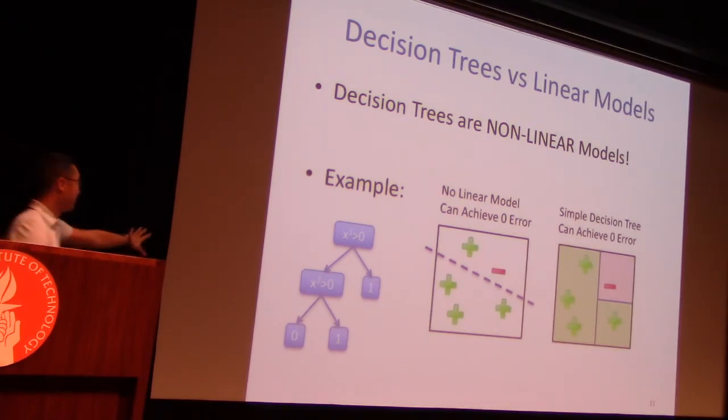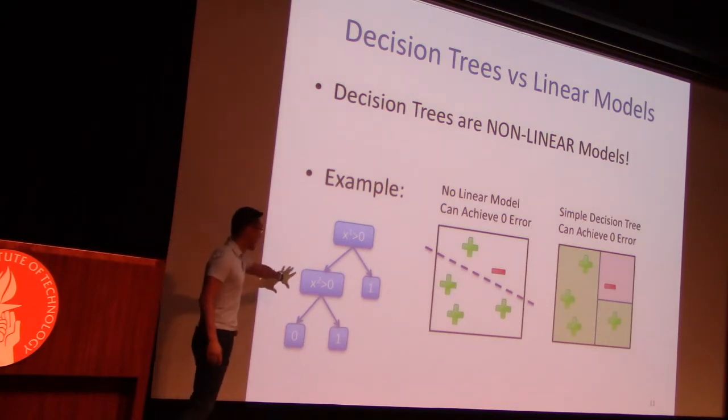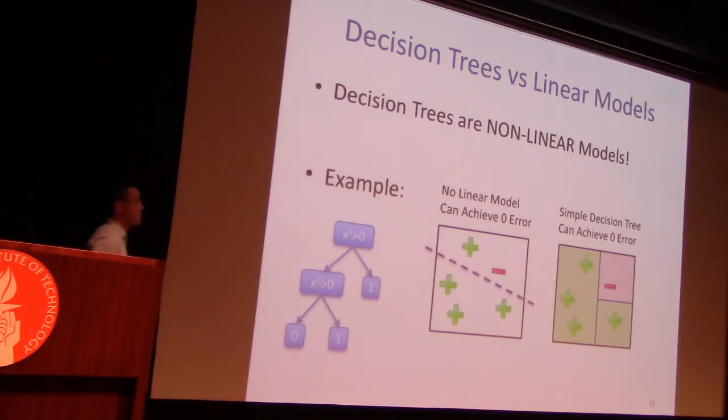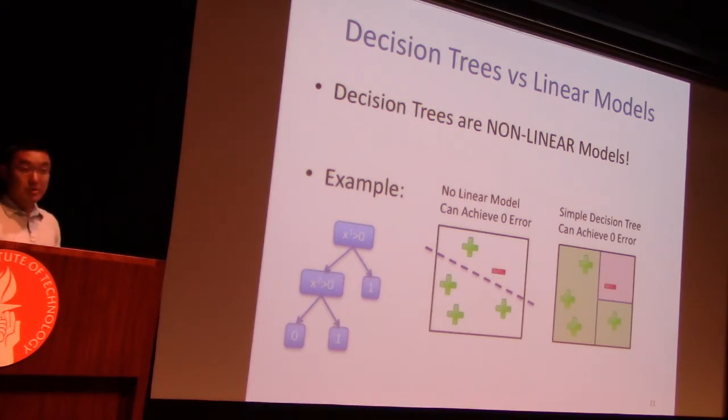And I just drew it right here. It corresponds to the partition you see on your right. So decision trees are more powerful in terms of what they can model than linear models, in terms of what kind of functions they can capture.